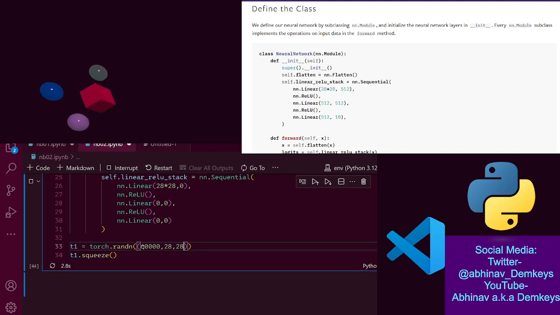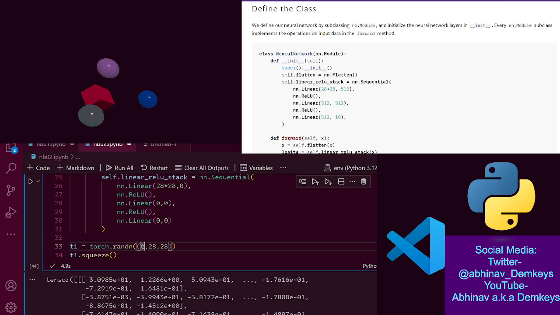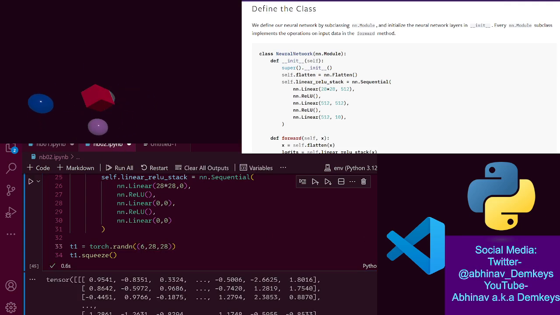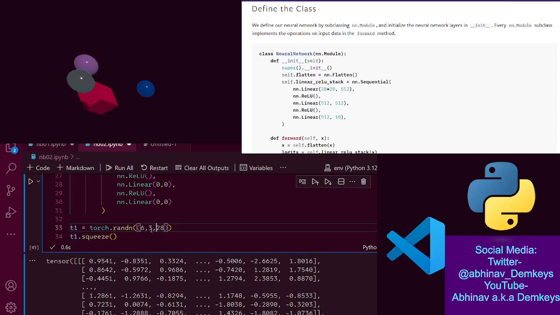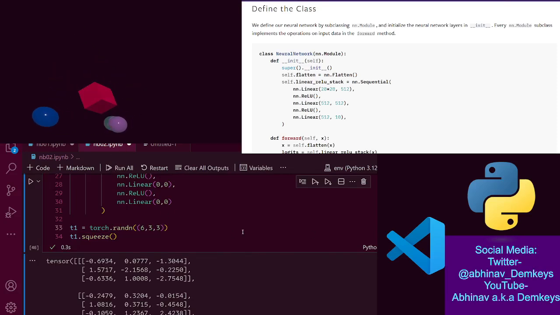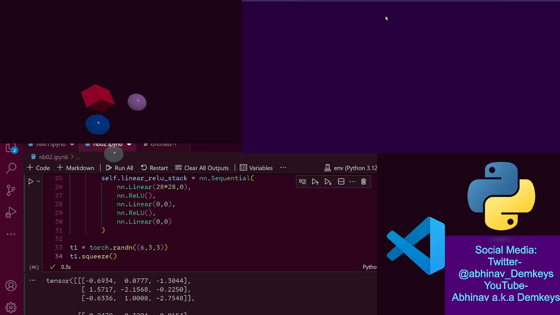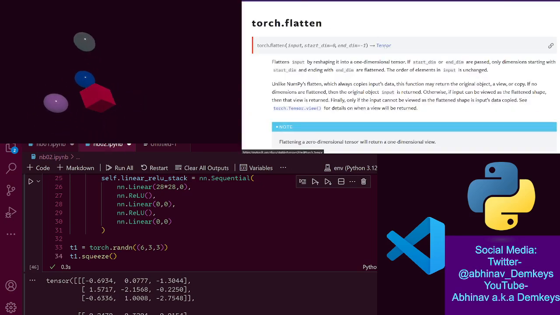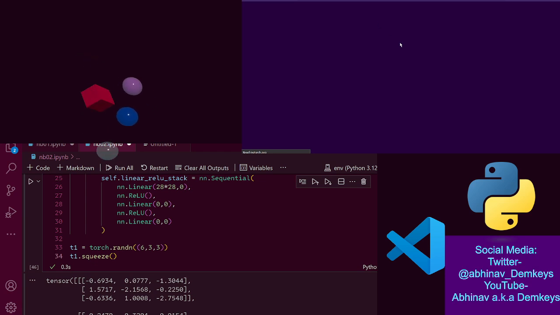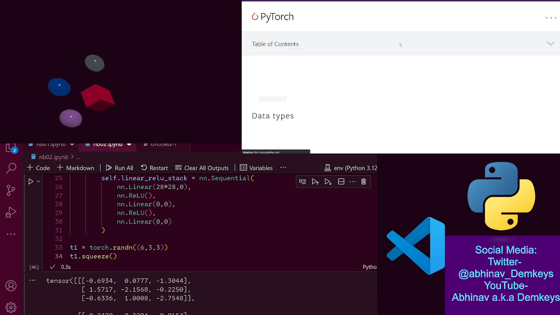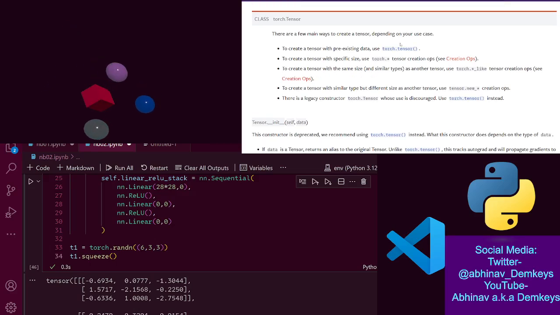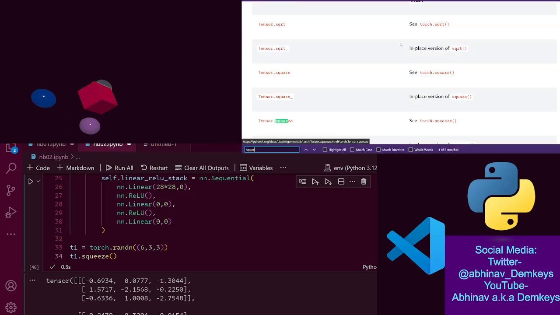Oh God, why did I do that? Hold on. Let's not do that. Let's also not do this. Let's change this to 3, just so everything can be printed out. Okay. So I forgot what squeeze does. So I think I had squeeze open somewhere here. Tensor has the function, doesn't it? Yeah, tensor has the function. Squeeze, there it is. Oh, okay. Torch has it as well.